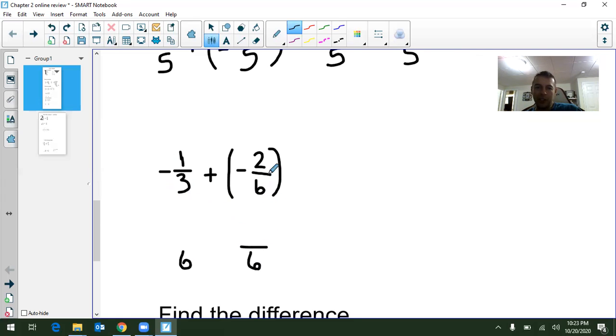And we don't have to do anything to this side, the second one here, because it's already a 6, so we don't have to change that 2. On this other one, what did we get from 3 to 6? What did we have to do? Well, we multiplied it by 2. So we have to do the same thing to the top number. So 1 times 2 is 2.